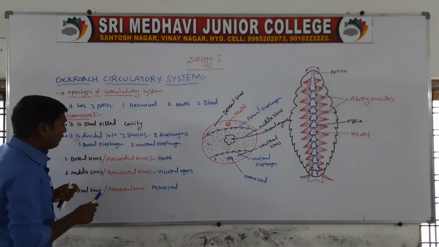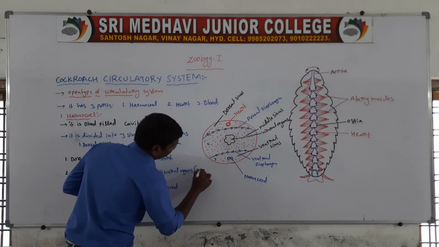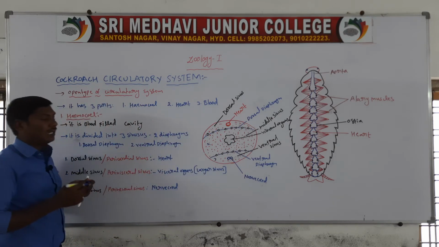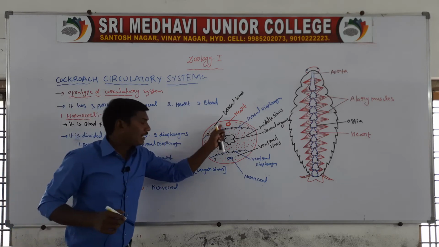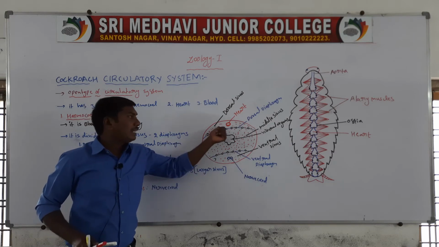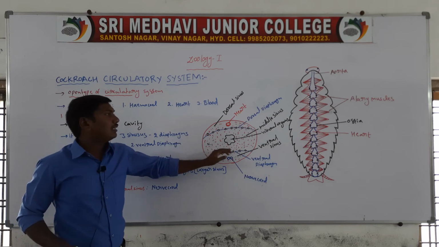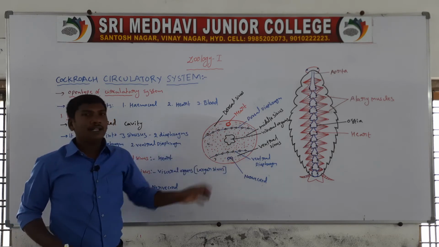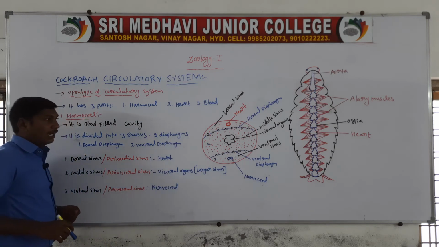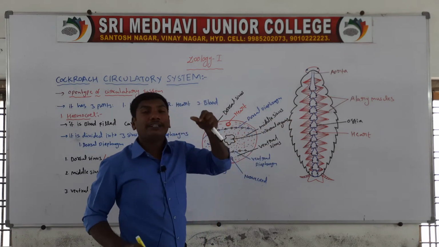Next one, the middle sinus. The middle sinus is the largest sinus, larger compared to the pericardial sinus and perineural sinus. So the perivisceral sinus is larger than the pericardial and perineural sinus.